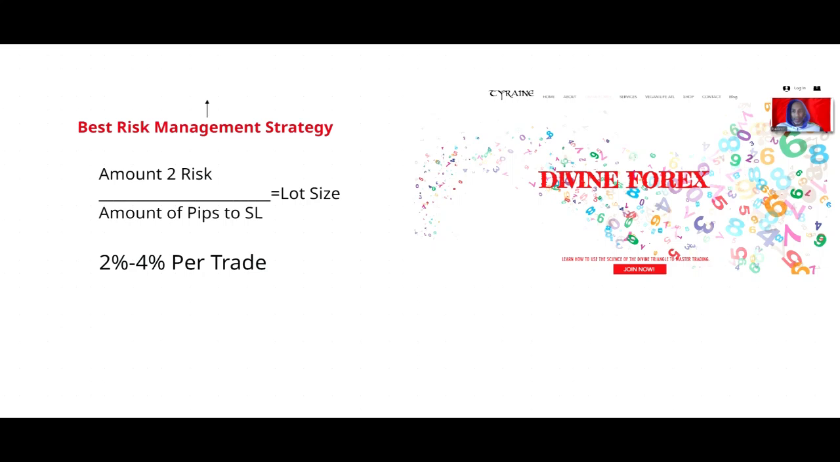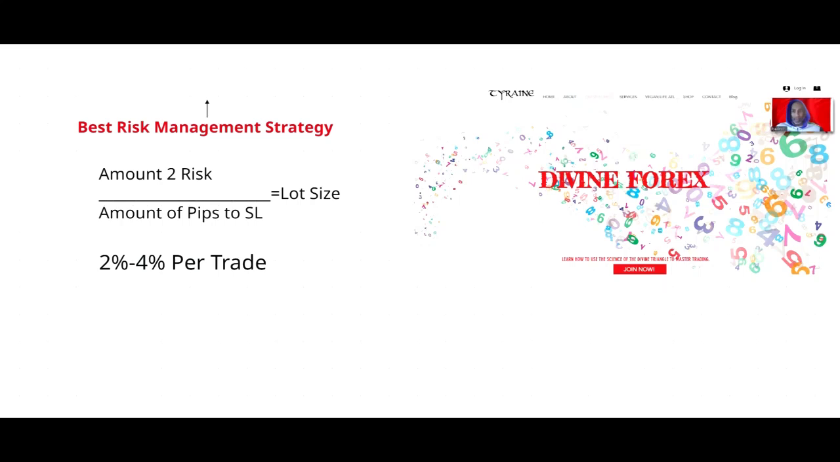4% represents the builder or the foundation. It's a great space for a small account. You don't want to risk too little because it'll take too long to grow your account. Some people will tell you 4% is too high, but if you have a decent trading strategy and you're winning 60 to 70 to 80% of your trades, then 4% you should be okay.